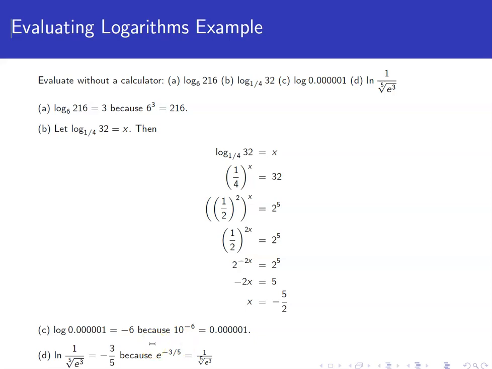And finally, to be able to evaluate the natural log of 1 over the 5th root of e cubed, well, I can rewrite that: 1 over the 5th root of e cubed is e to the negative 3/5, so the negative 3/5 must be the natural log of that expression.